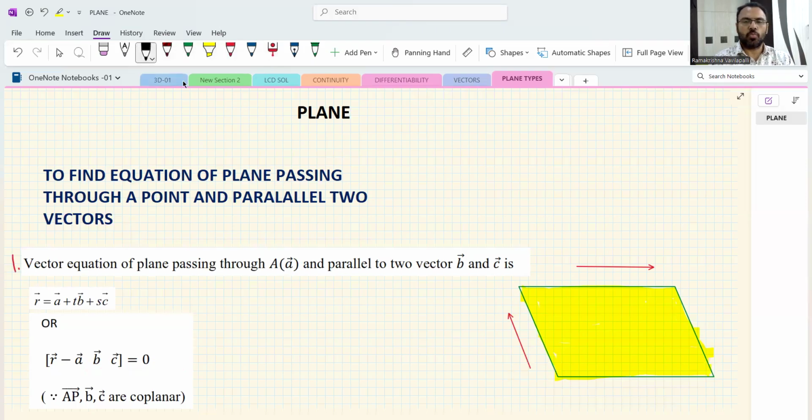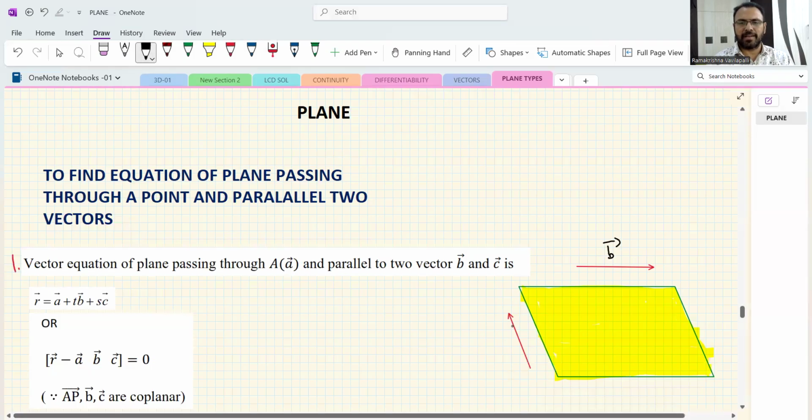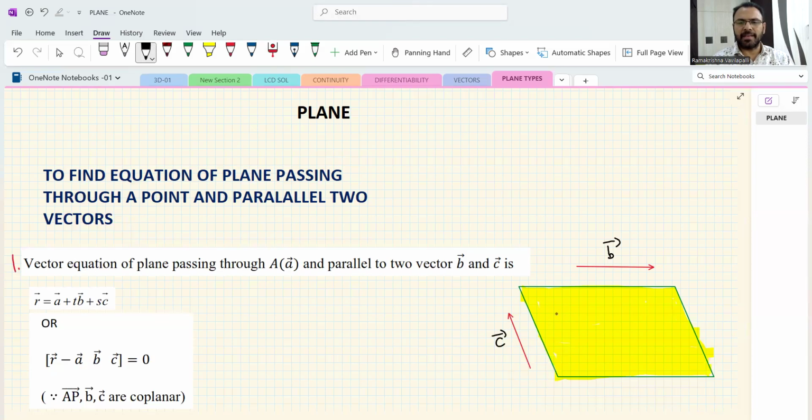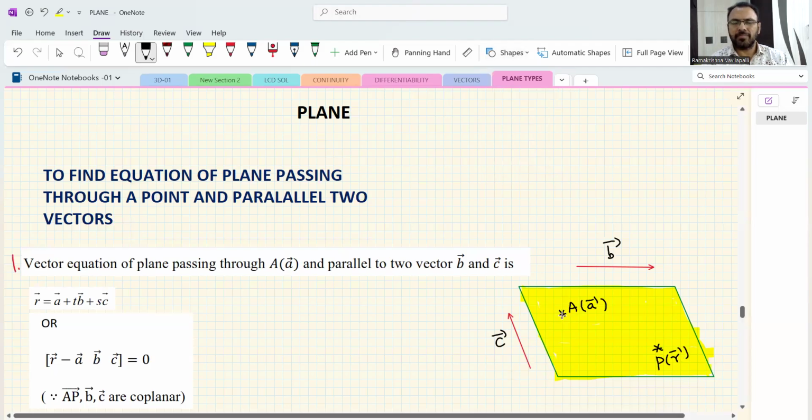Why is this so? Here you see that the plane is parallel to two vectors B bar and C bar, and it passes through a point A of A bar. If you take any general point on the plane, that is P of R bar, now joining with A, you will get the AP bar vector, right?